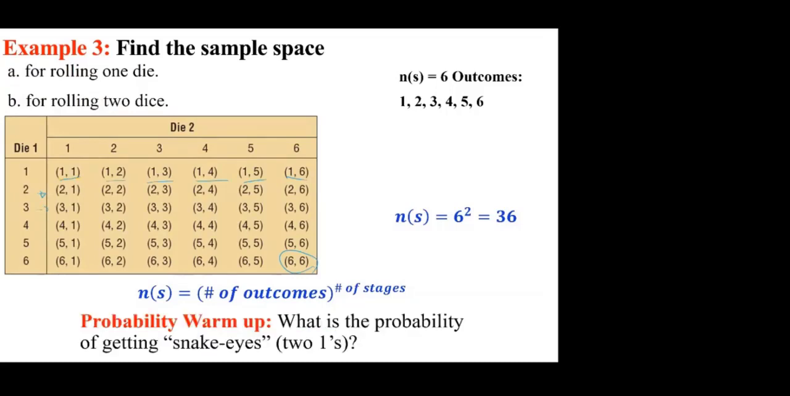This is a good question as a probability warm-up. What is the probability of getting snake eyes? When we get 2 ones, it's called snake eyes. What would be the probability of that? Any ideas? Anybody want to share with us their answer? 1 out of 36. Beautiful. 1 over 36.